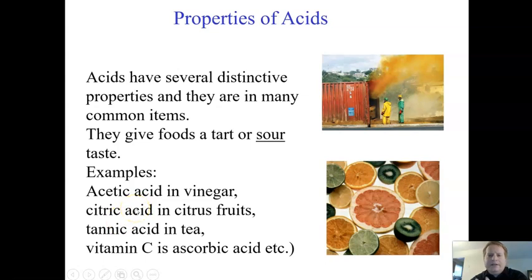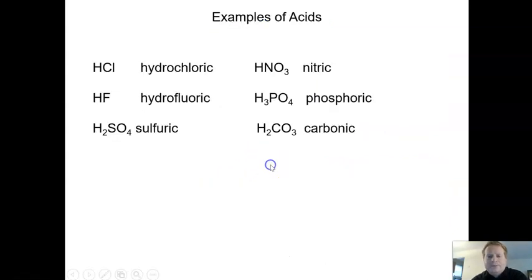Citric acid in lemons and limes, for example, is another example of a common acid. Tannic acid is commonly found in tea. And vitamin C is actually more formally referred to as ascorbic acid, so it's another kind of acid and something you take all the time. Another kind of acid you might have in your soda is carbonic acid, from dissolved carbon dioxide forming an acid, and also phosphoric acid are common acids found in soft drinks.